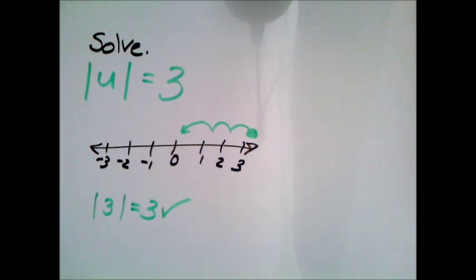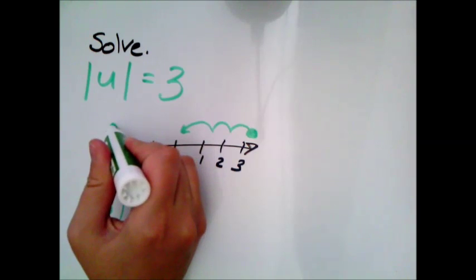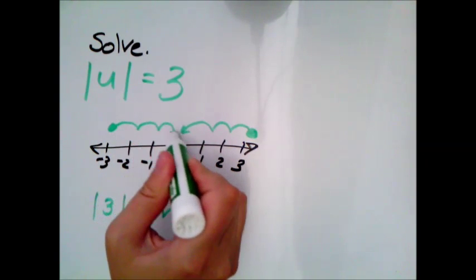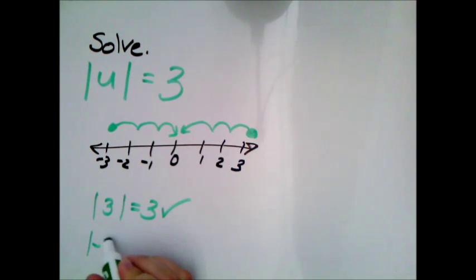Is there another possible solution? Well, notice the number negative 3. Isn't that still 1, 2, 3 units away from 0? And if I took the absolute value of negative 3, that would also give me 3. So in absolute value equations, very often, you have 2 solutions.